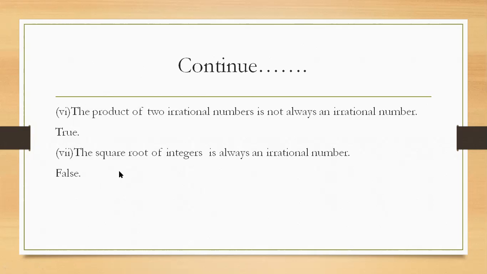Number 7. The square root of an integer is always an irrational number. It is false, because square root 3 is irrational, since 3 does not come outside the root sign. But square root 4 will give 2 outside. That's why the square root of an integer is not always irrational. Sometimes it may be rational also. That's why it is false.